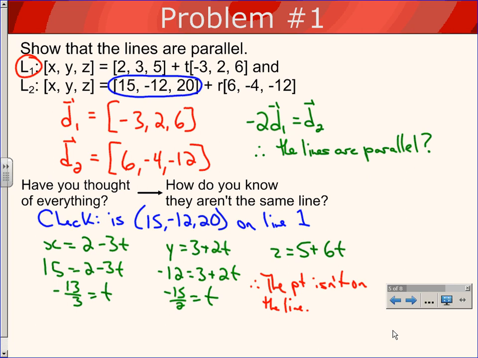And since that point isn't on the line, that means these two lines must be different. And we already knew they were going to be parallel then. Lines are different, they're not the same line, and they're parallel to each other. So not bad. One of those ones where you don't think there's more to consider, and in fact there was.